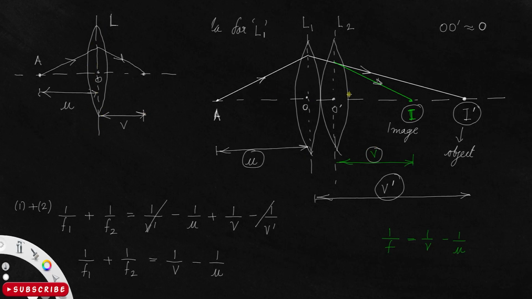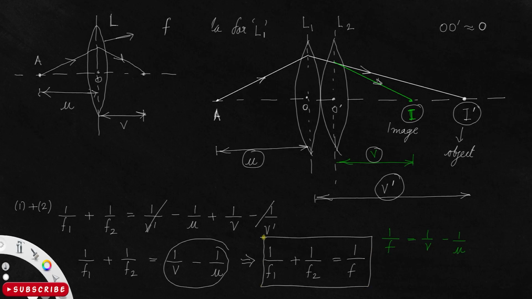What does that mean? I can replace these two lenses with this lens L. So let F be the focal length of this lens, and I know 1 by V minus 1 by U is equal to 1 by F. So 1 by F1 plus 1 by F2 is equal to 1 by F. Clear? So this is the formula for the effective focal length of two thin lenses.